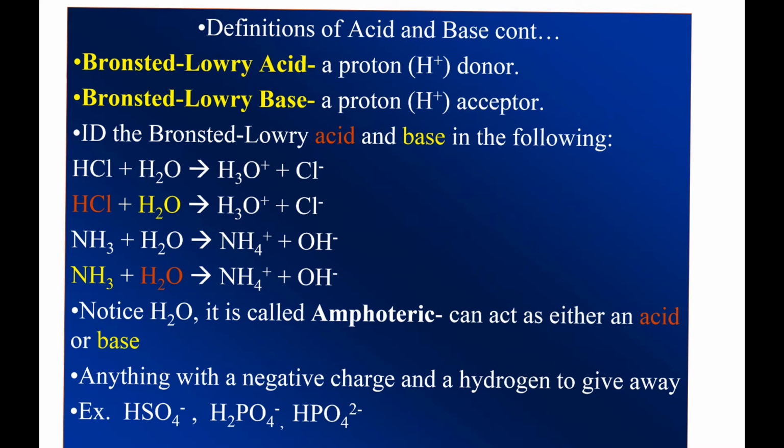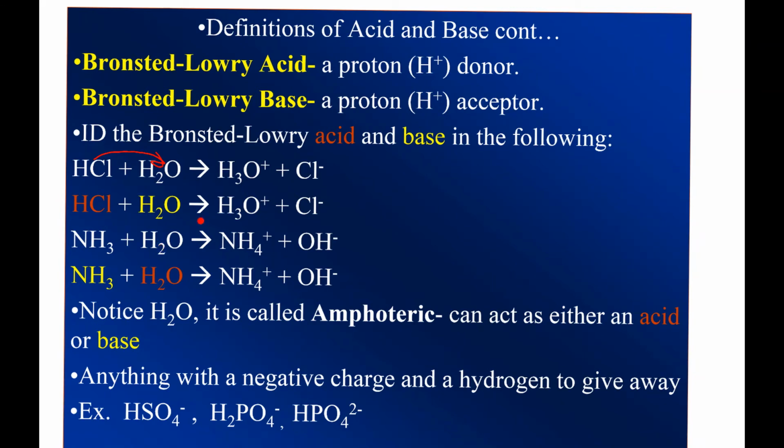What happened was HCl gave its H+ to H2O to form the hydronium ion and Cl-. So HCl must be the acid and H2O must be the base. An acid is one that gives away a proton, and a base is one that receives them. Let's try the next one.